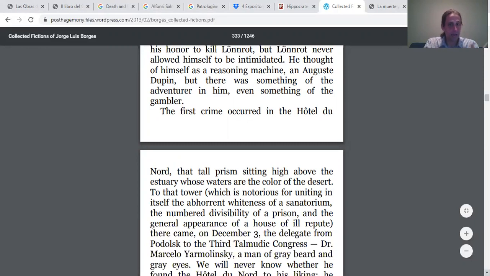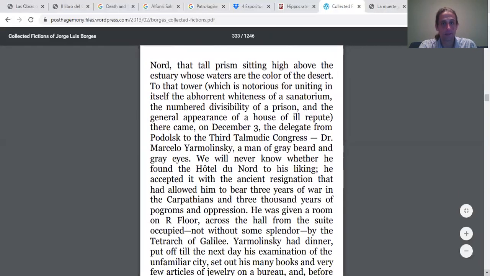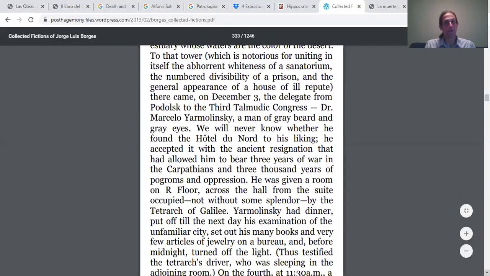In any event, to that tower there came on December 3rd the delegate from Podolsk to the third Talmudic conference, Dr. Marcelo Yarmolinsky, a man of gray beard and gray eyes. We will never know whether he found the Hôtel du Nord to his liking. He accepted it with the ancient resignation that had allowed him to bear 3 years of war in the Carpathians and 3,000 years of pogroms and oppression.